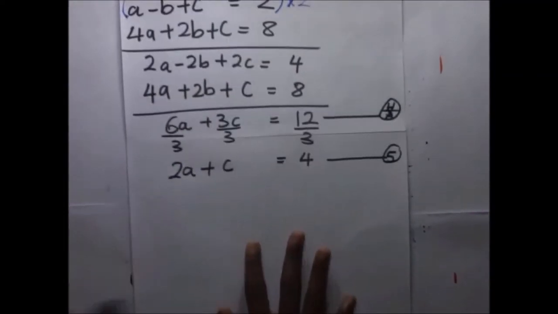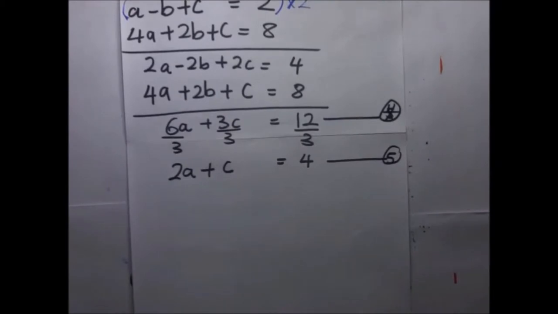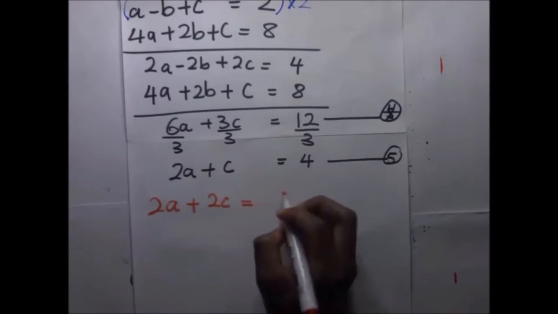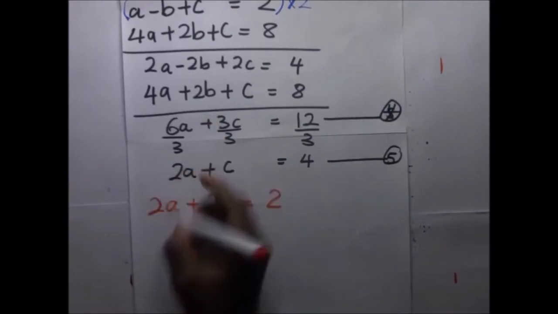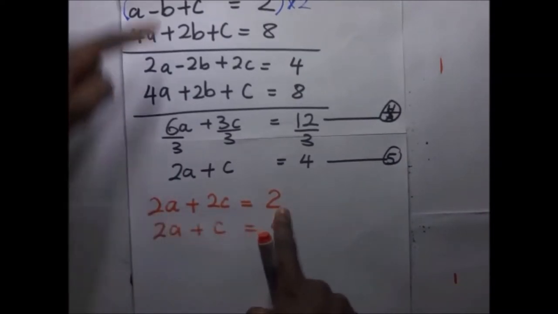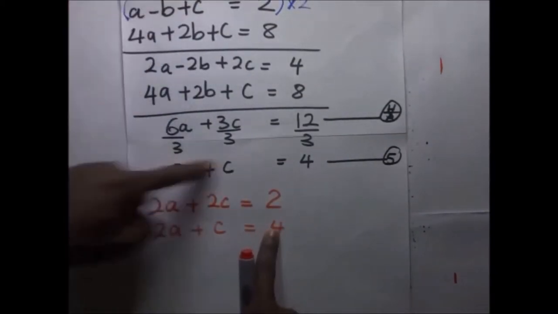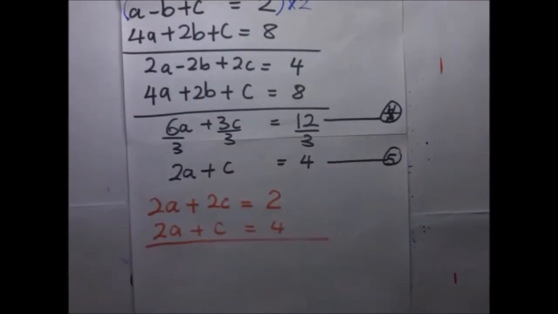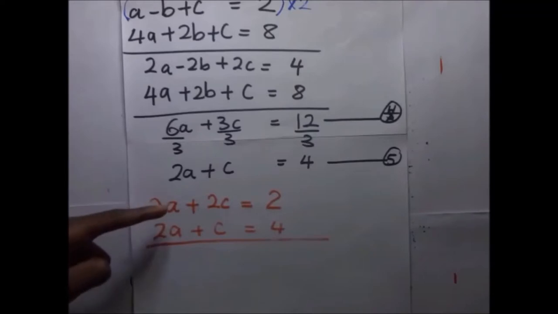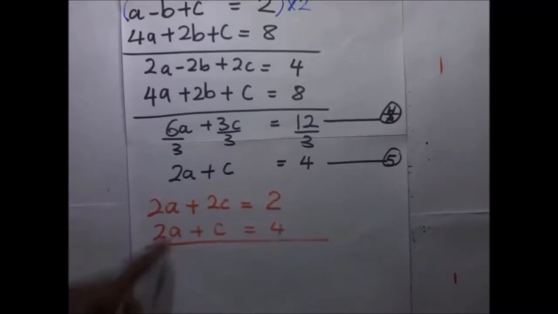The two equations we are solving simultaneously are 2A plus 2C is equal to 2, which is our fourth equation, and 2A plus C is equal to 4, and this is our fifth equation. So we solve those two simultaneously. Still by elimination method, we are having 2A and 2A, so it's easy to eliminate A. If we subtract this equation minus that equation, we get 0 here. So eliminate A and get C.